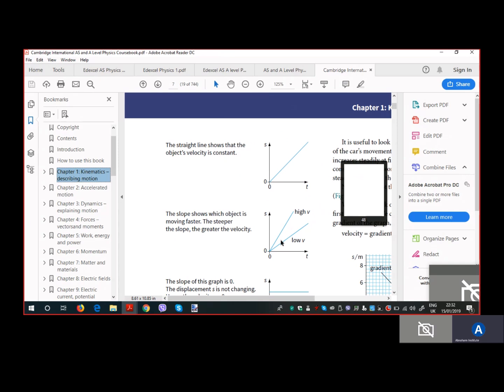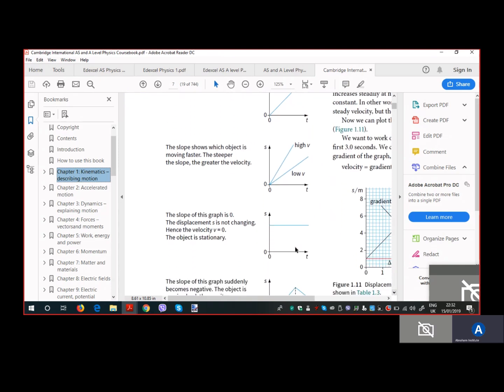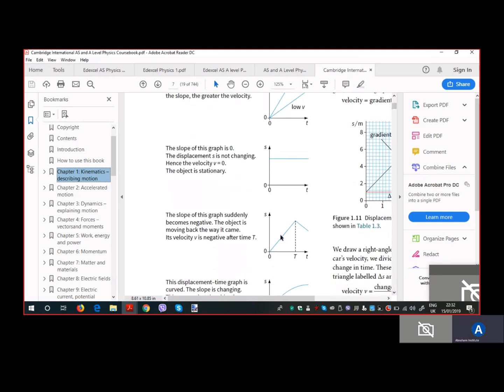Okay, over here, the steepness, the gradient of this is greater than the gradient of this. Is that clear? So that means this has a higher velocity than this. Yes, sir. Okay, here the gradient is 0. So the velocity is 0. That means the object is stationary, it's not moving. Stationary, not moving, at rest, all mean the same thing. Okay, then over here what is happening?